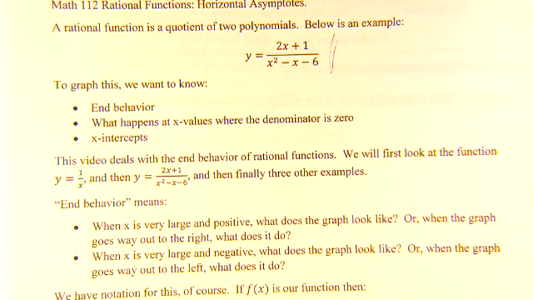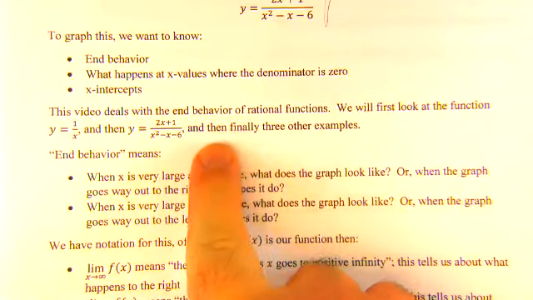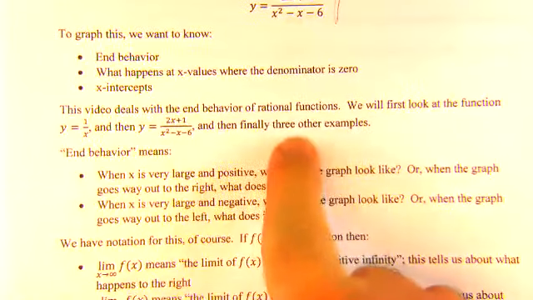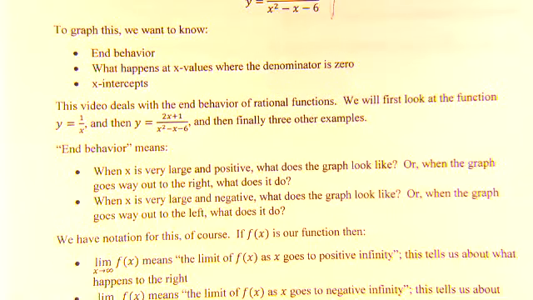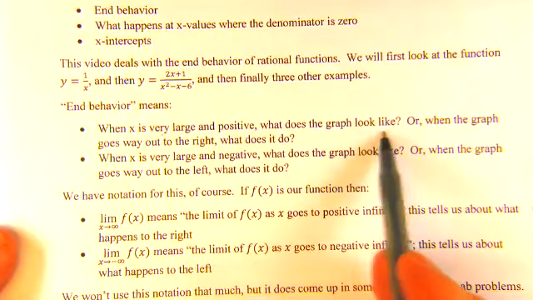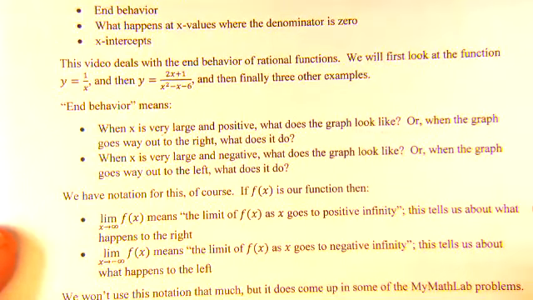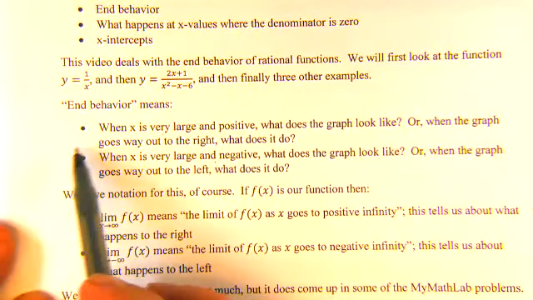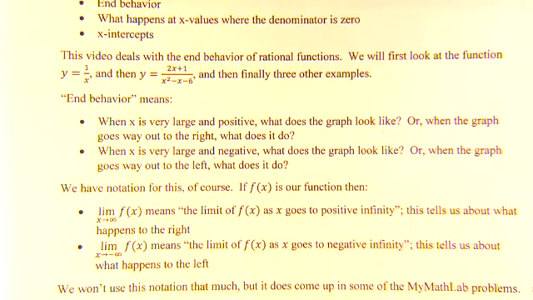So we'll deal with the end behavior of rational functions. We'll first look at this function, 1 over x, and then this, and then 3 other examples. And then we're going to end up graphing the 3 other examples. So end behavior means when x is very large and positive, what does the graph look like? Or when you go way out to the right on the graph, what does the graph do? And if x is very large and negative, that's end behavior to the left. What does the graph look like? When the graph goes way out to the left, what does it do?